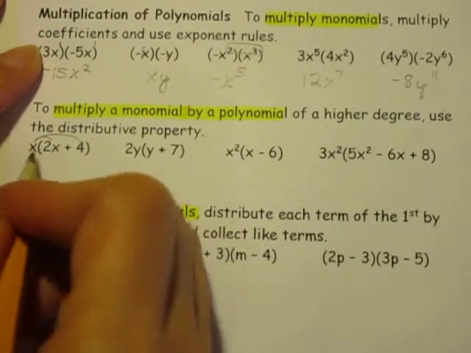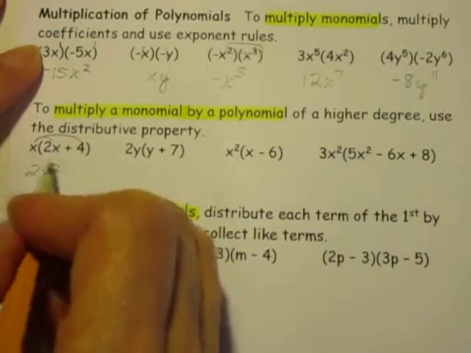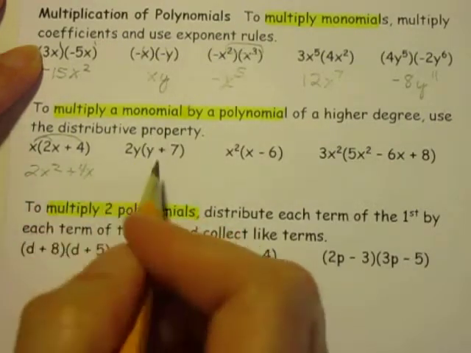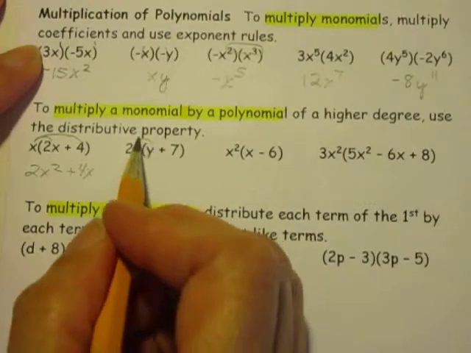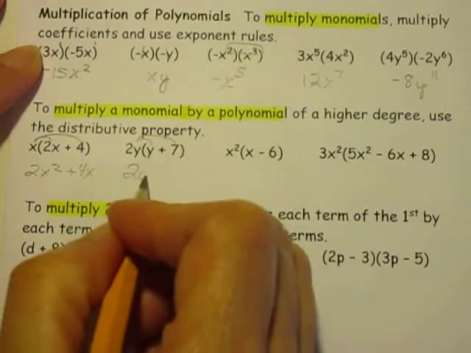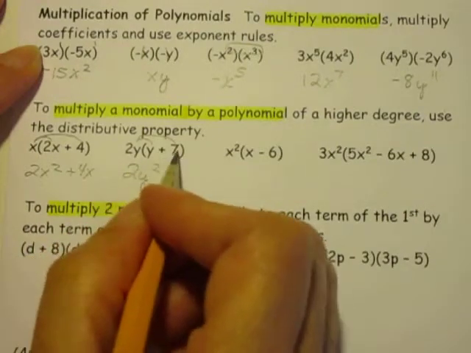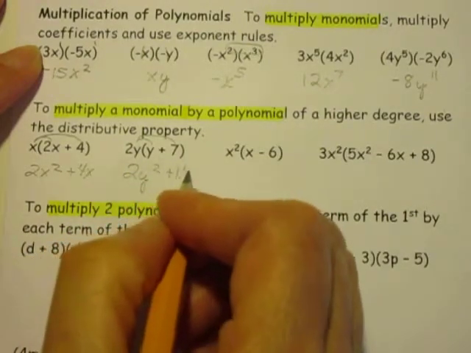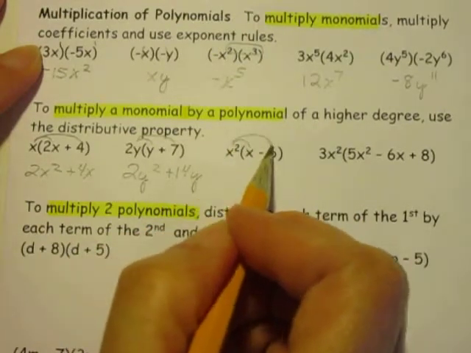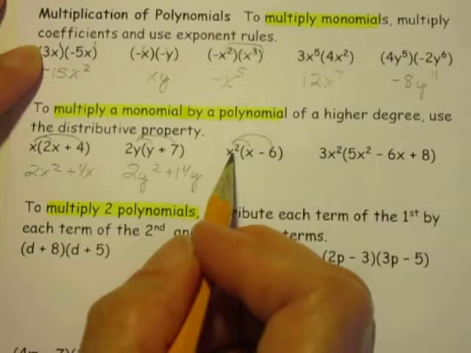So x times 2x is going to give us 2x squared. X times 4 is going to give us 4x. Similar scenario going here. I have to distribute 2y times y is going to be 2y squared. 2y times 7 would be plus 14y. In this case, I'm distributing a little more complex monomial here.